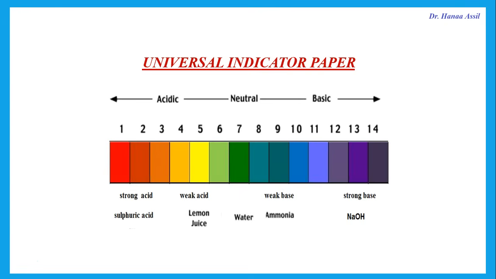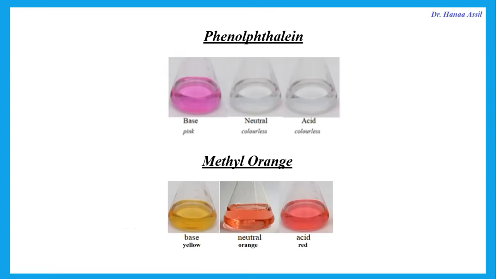But if we want to know exactly the pH of the solution, then we use a universal indicator paper. This shows the pH of the solution and whether it's a strong acid, strong base, weak base, and so on. But in titration, we need an indicator that's a solution. So we can either use phenolphthalein or we can use methyl orange, and you are required to know the colors.